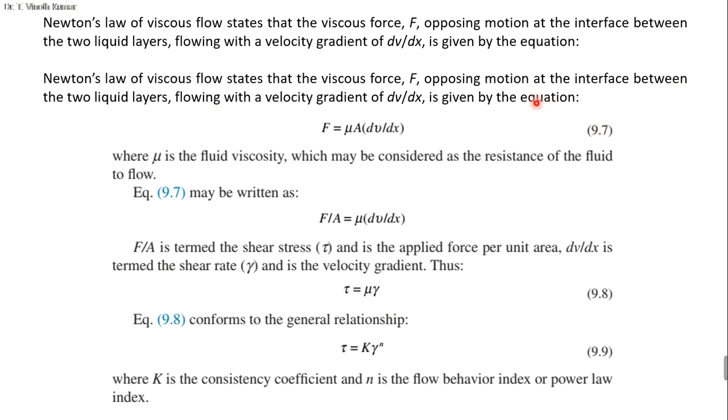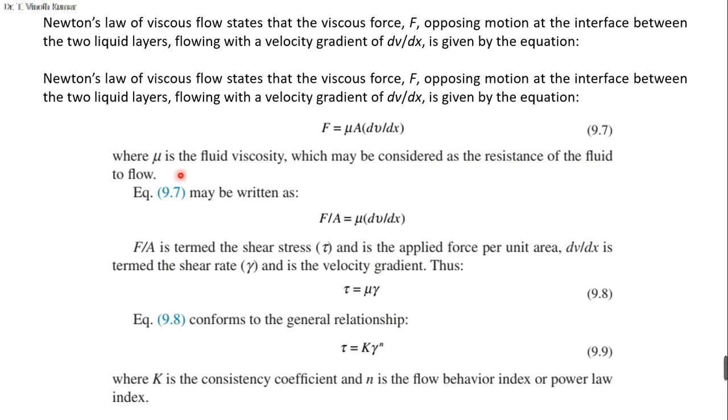The same thing we explained here, nothing is new. And the same thing is here. F is equal to mu A multiplied by ∂V/∂X, where mu is the fluid viscosity, which may be considered as the resistance of the fluid to flow.